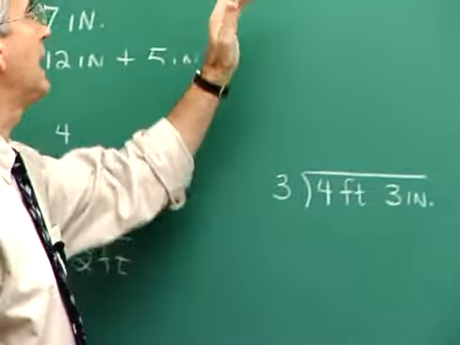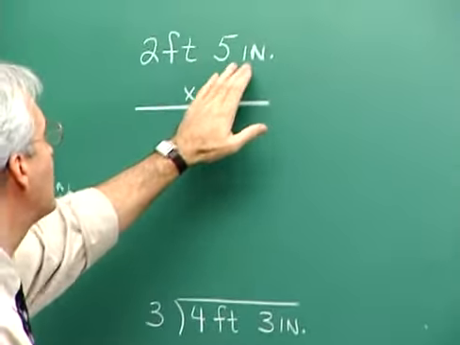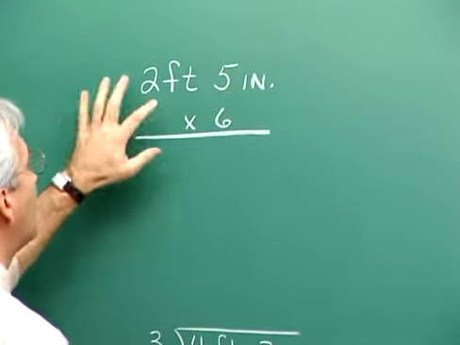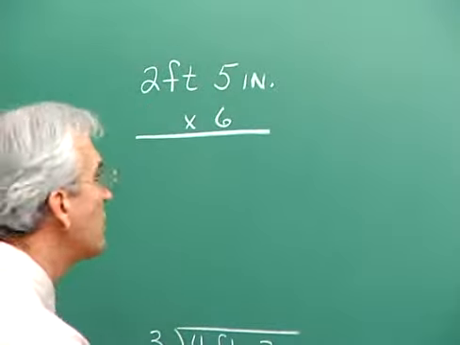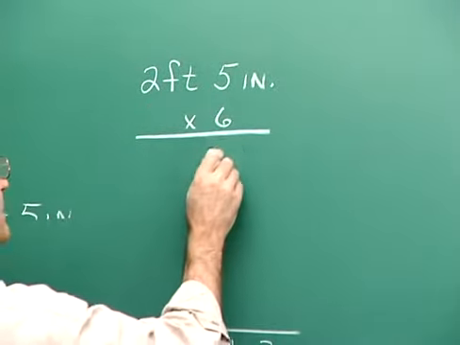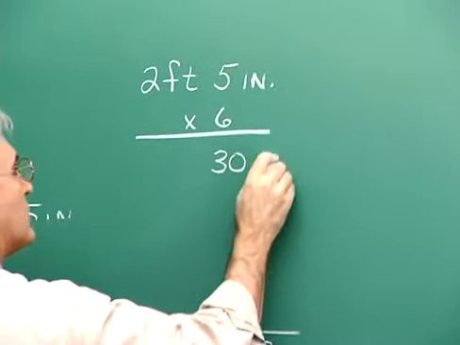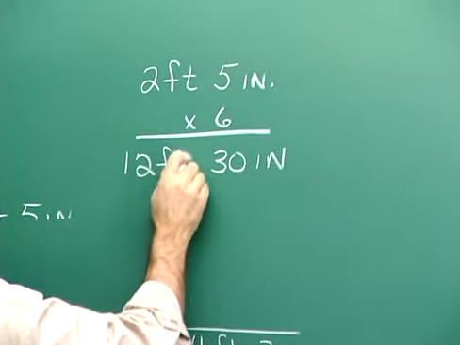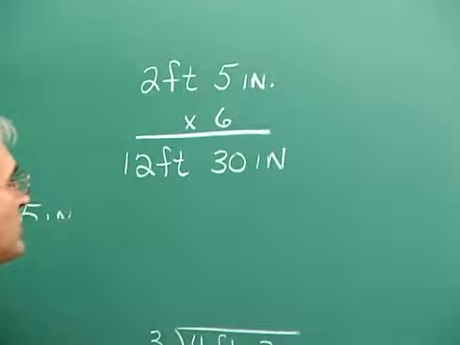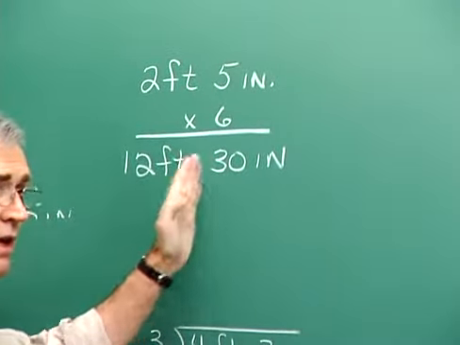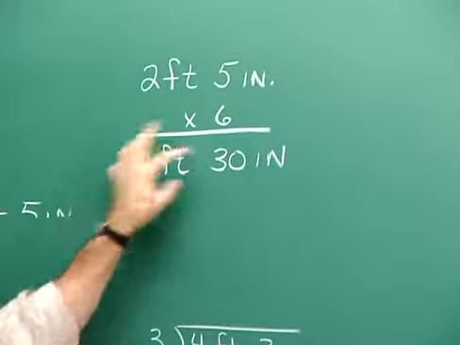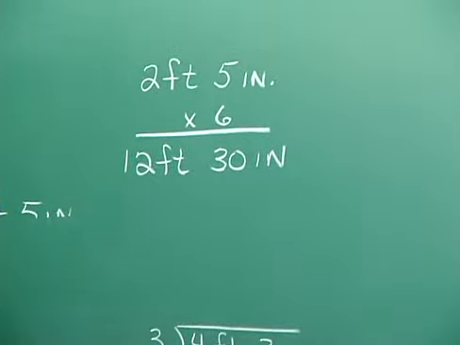Here we're multiplying 2 feet, 5 inches times 6. And the 6 is just multiplied by both the feet and the inches. And away we go. 6 times 5, 30 inches. 6 times 2, 12 feet. And once again, we're in that situation where we have so many inches here that we can convert many of them into feet and make this a simpler form. And that's what we want to do.